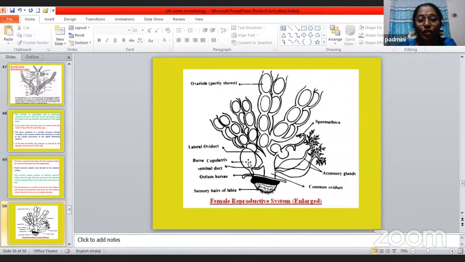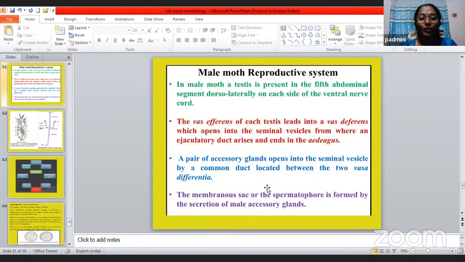And this is the bursa copulatrix, and the ostium bursae is present over here where the aedeagus lodges itself inside this female reproductive organ, and where the sperms are lodged, which is taken by the spermatheca and taken care of. And these are the accessory glands to take care of the egg development. And they have this common oviduct and the ovipositor where the eggs are being laid. And these are the sensory hairs of the female reproductive organ.